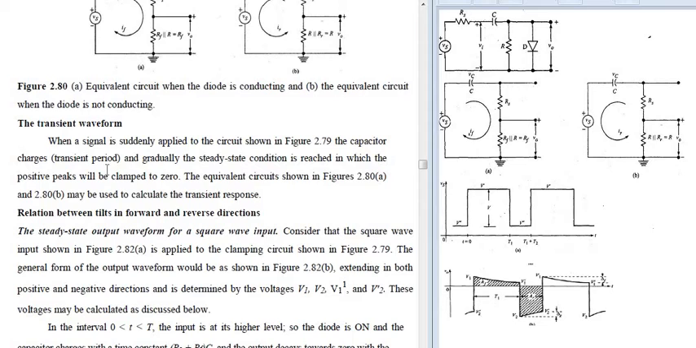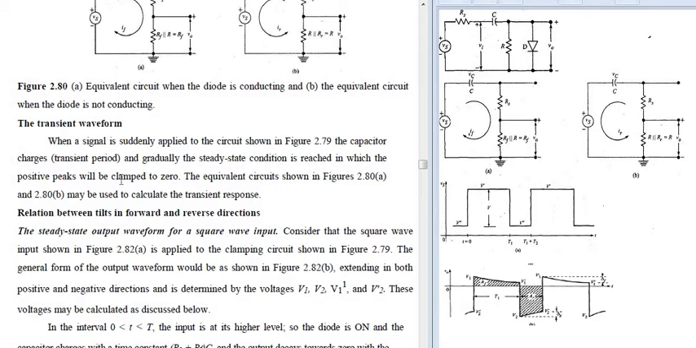I'll repeat it once again. Whenever a sudden signal is applied to your circuit, we have to see that it reaches your steady state condition. After a number of cycles have passed, we expect that this approach moves to a steady state condition in which your positive peaks have been clamped to 0. It means that you will be getting negative peaks and your positive peaks have been completely fixed. Clamping is nothing but fixing. So in this steady state condition, your positive peaks should be clamped or fixed to the 0 level. So this is what we call the transient waveform.